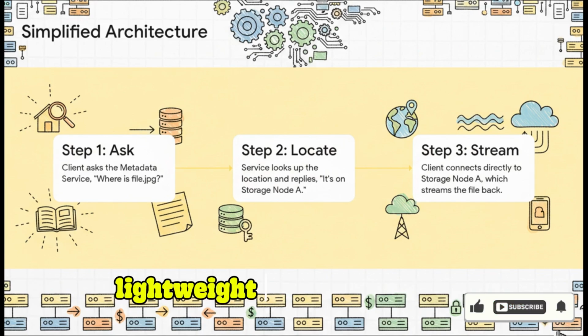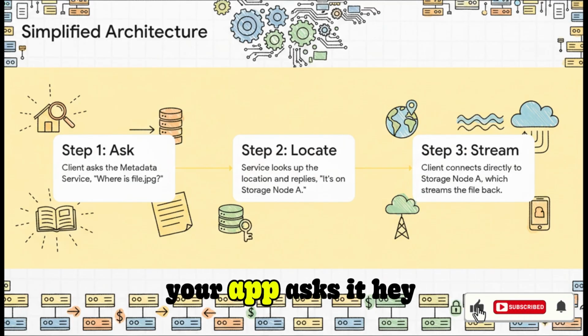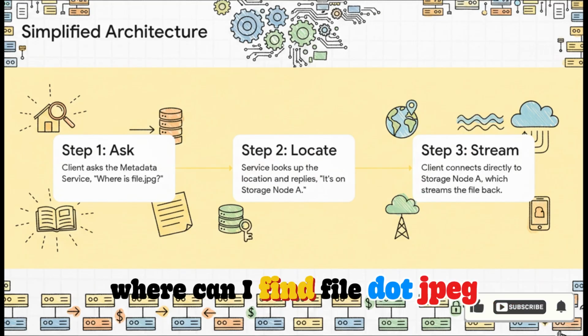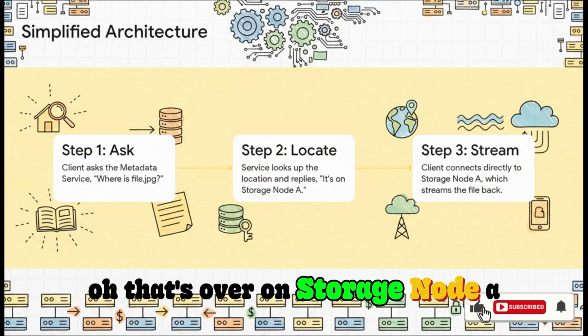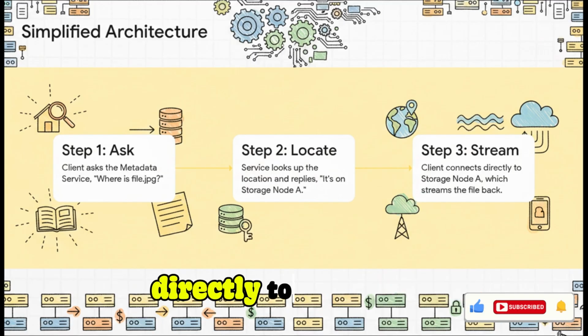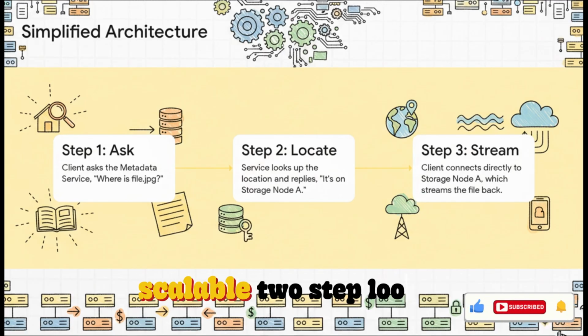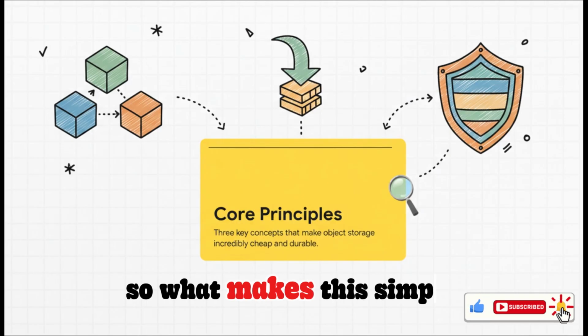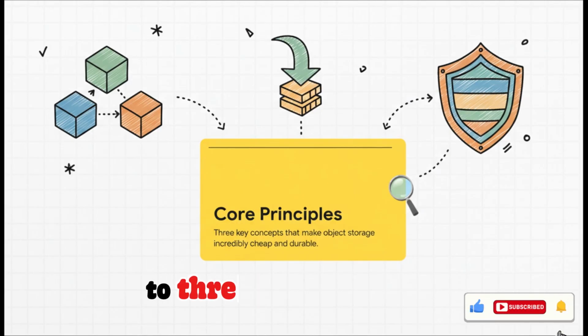Instead of one big, complex system, it's split in two. You've got this lightweight metadata service that's basically just a giant address book. Your app asks it, "Hey, where can I find file.jpg?" The service looks it up and says, "Oh, that's over on storage node A." Then, your app goes directly to that simple, cheap storage server and gets the file. That's it. It's an incredibly scalable two-step lookup. So, what makes this simple design so powerful? Well, it really just boils down to 3 core principles.